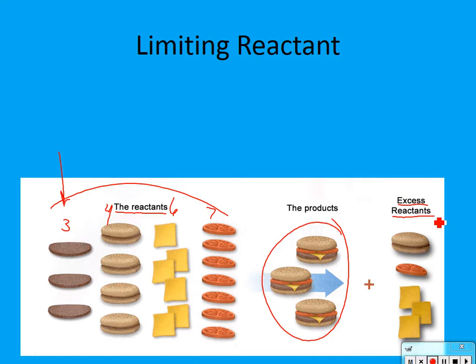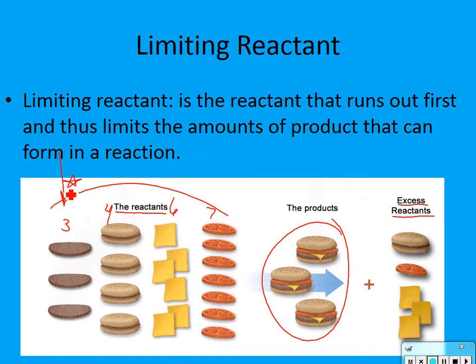So today we're going to talk about how to determine which is the limiting reactant. And it's going to be a very important skill going forward. So, all right, definition for limiting reactant. It is the reactant that runs out first and thus limits the amount of product that can form in the reaction. So limiting reactant is the one that runs out first and thus limits the amount of product that can form in a chemical reaction.